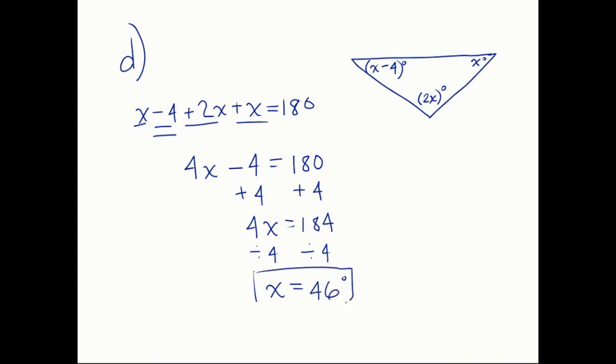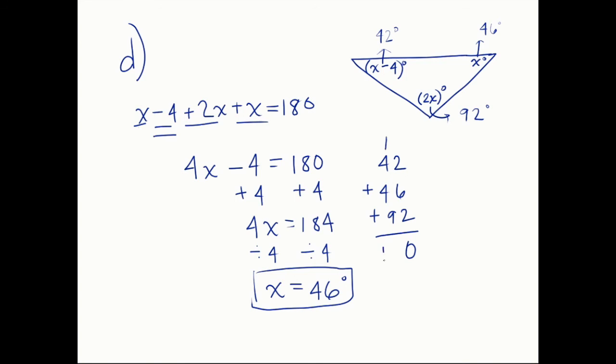And let's say we're really not sure about our answer. We're just not feeling confident about it. Let's go ahead and plug x in and see if all of these add up to 180. So 46 minus 4 is 42. x alone is just 46. And 2x is going to be 92. So if we add 42 plus 46 plus 92, we should get 180. And let's see, 6 plus 2 plus 2, that's 10. 4 plus 4 is 8, 9, 18, 180. Awesome. We're good.